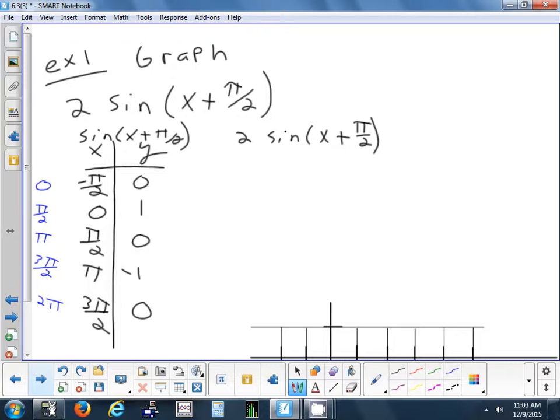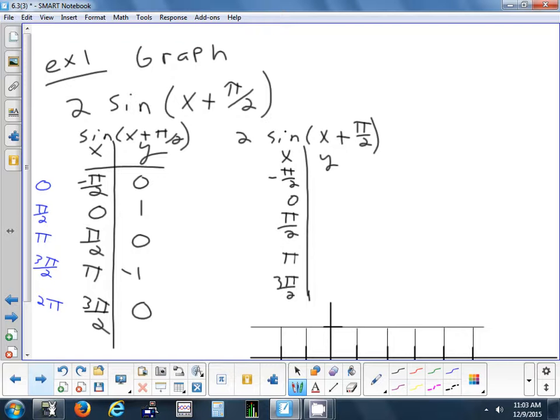Okay, what kind of transformation is the 2? Vertical stretch. Yep, that's a vertical stretch. So what's going to stay the same here when we stretch vertically? The x's. So I'm going to copy the x's from my previous table. So we've got negative pi over 2, 0, pi over 2, pi, and 3 pi over 2.